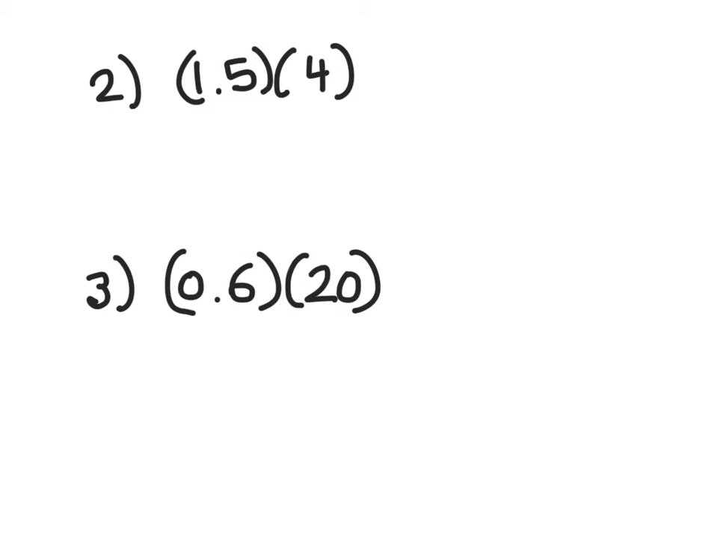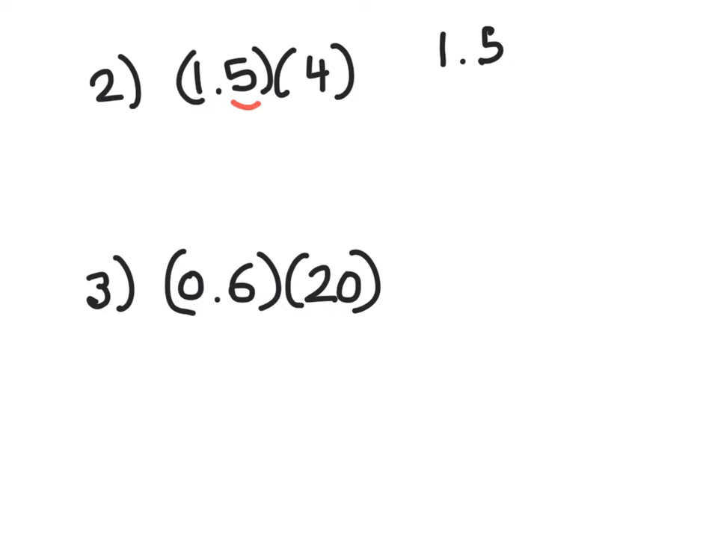All right, here we have a couple more examples. So the first one, 1 5/10, has one decimal place. 4 is a whole number. It doesn't have any decimal places. So these two factors multiplied will give an answer that should have one decimal place. All right, let's go ahead and do it.